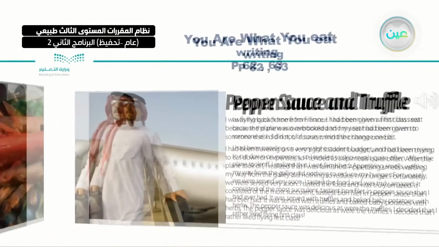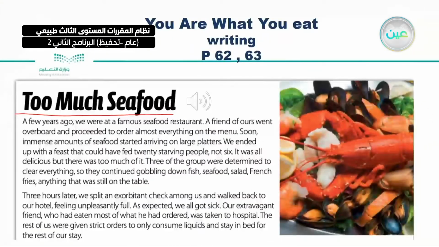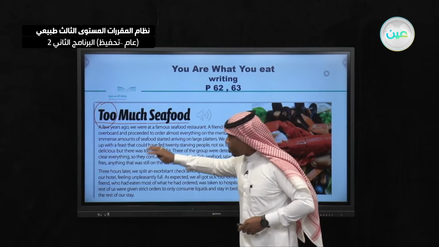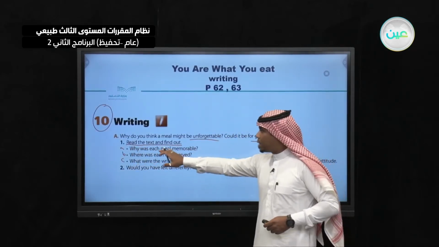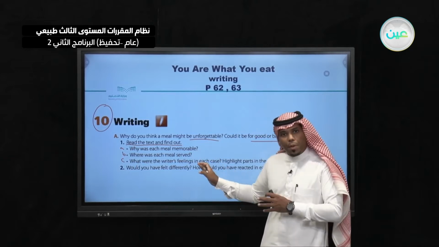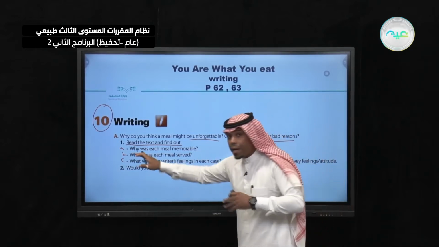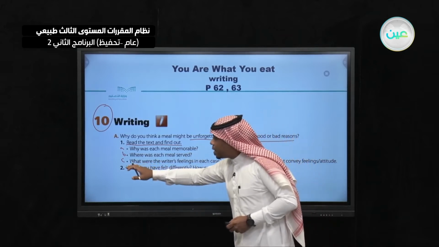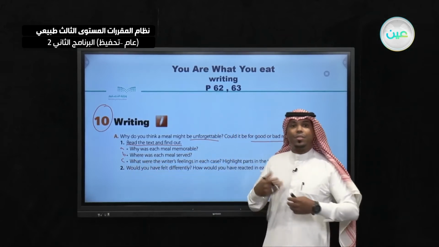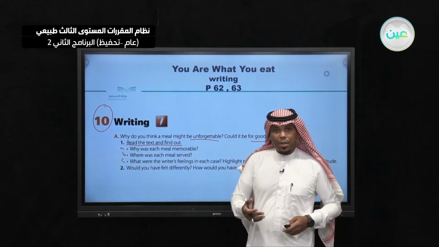Okay, the first one, of course, has a negative impact because of the word "too much" seafood. Now, what we are going to do is this, as I said earlier: find out A, why was each meal memorable; B, where, find the place where it's served; and C, what were the writers feeling?